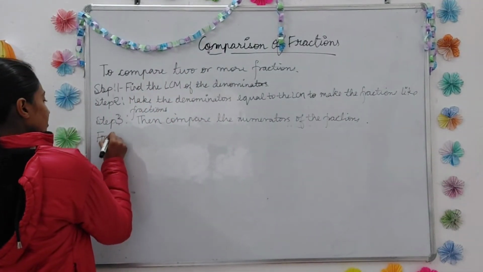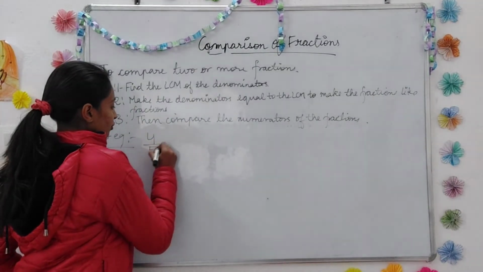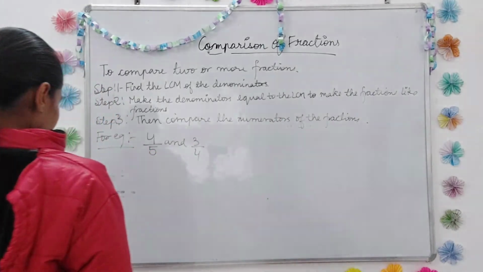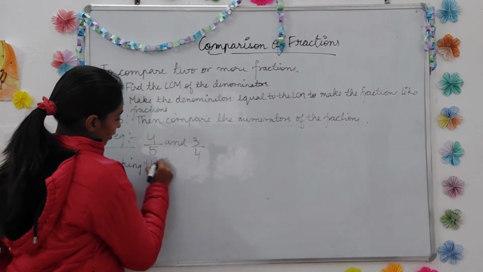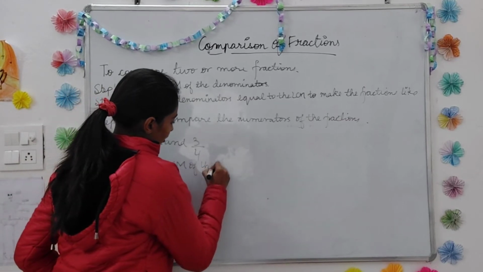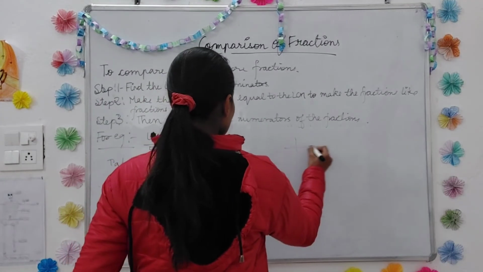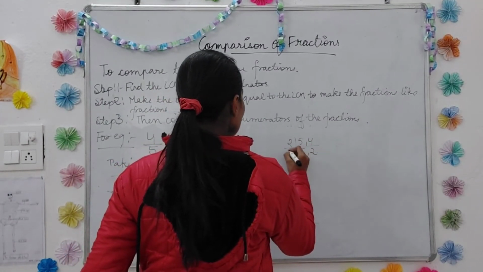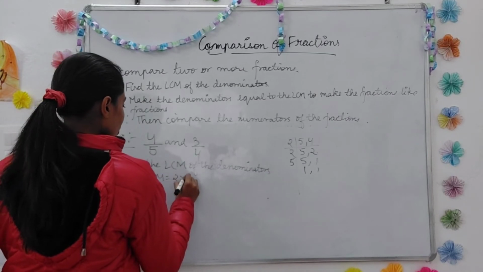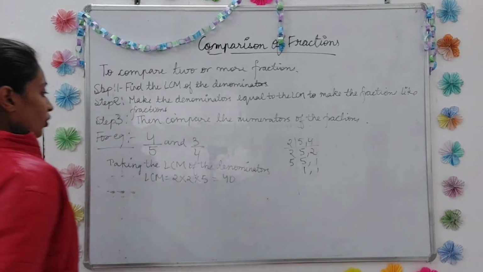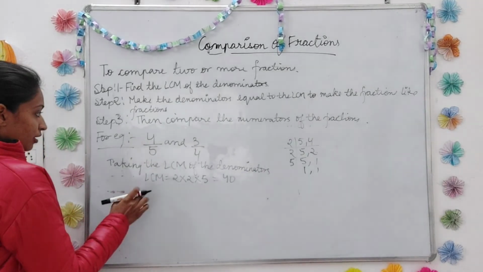Okay, now let's take an example to understand this. For example, let's take 4 upon 5 and 3 upon 4. First of all, we will take the LCM of the denominators. So the LCM will be 2 into 2 into 5, that will be 20. Now we will make the denominators equal to the LCM. So now we will make the fractions equivalent fractions.